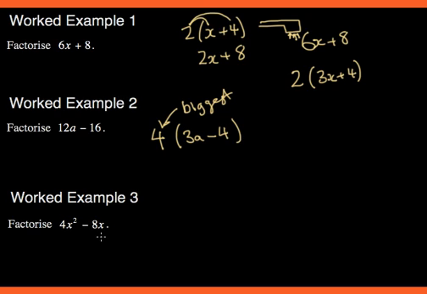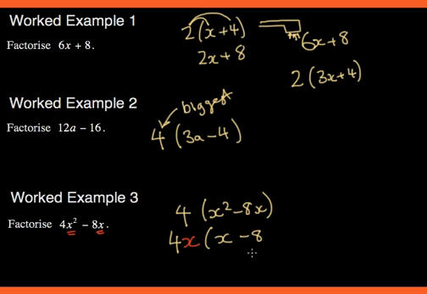In the final example, you could take a 4 out of both terms. So I could write a 4 with x squared minus 8x. But notice that wasn't everything I could take out, because I've also got the x terms. So I could take an x out of this as well, leaving me with 4x. Now if I were to take an x out of that, that would leave me with x. And then if I divided this term by x, that would be minus 8.